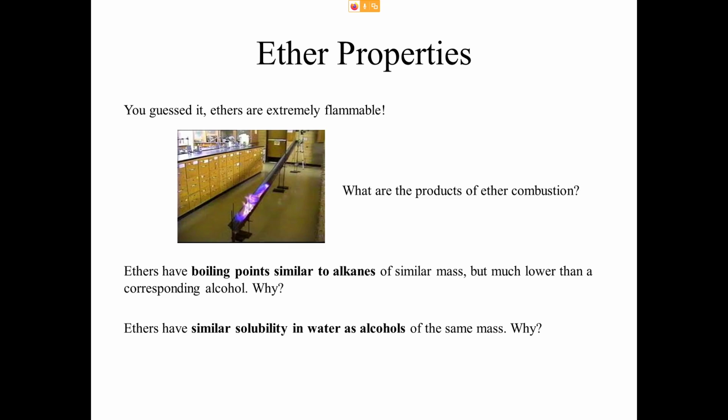So the answer to the second question is because they can hydrogen bond with the water molecules much like alcohols can. And the answer to the first question, why they don't have much higher boiling points like alcohols do, is because they cannot interact amongst themselves in a hydrogen bonding manner, whereas alcohols can. Okay? So make sure you understand those two properties.